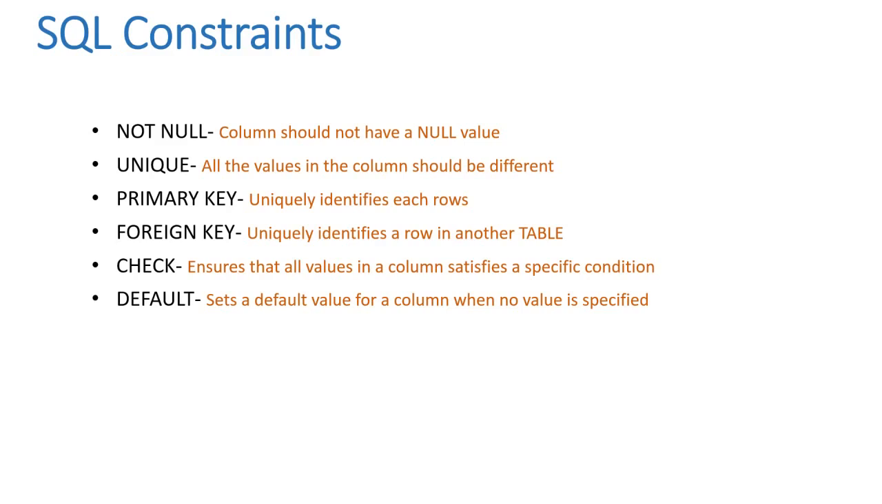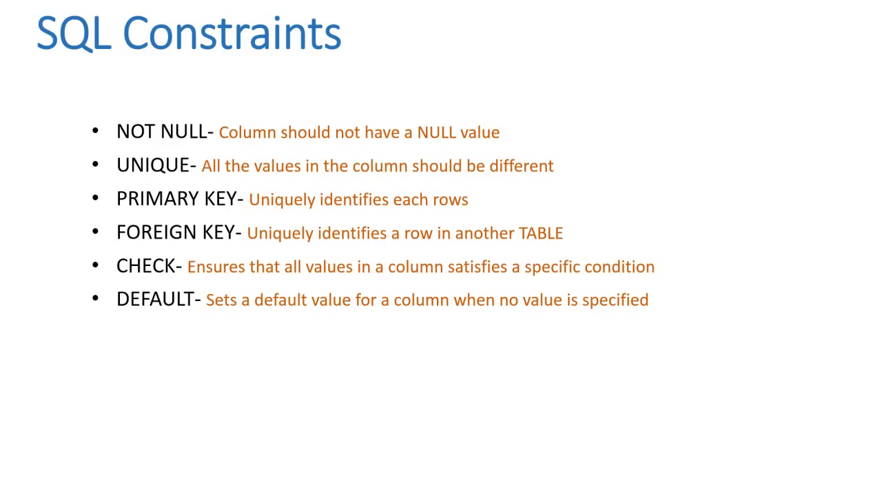Not null. They are quite self-explanatory, but let me quickly walk you through these topics. Not null means it will ensure that there is not a single null value present in that particular column. Unique says that all the values in the column should be different.